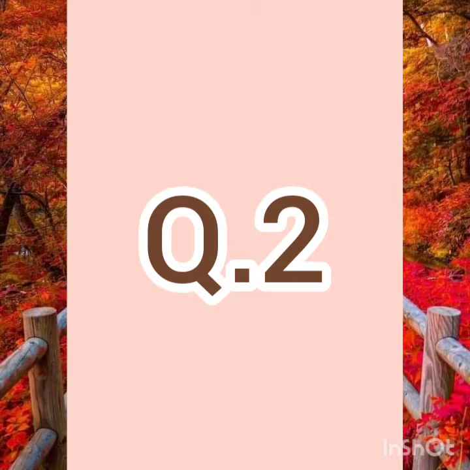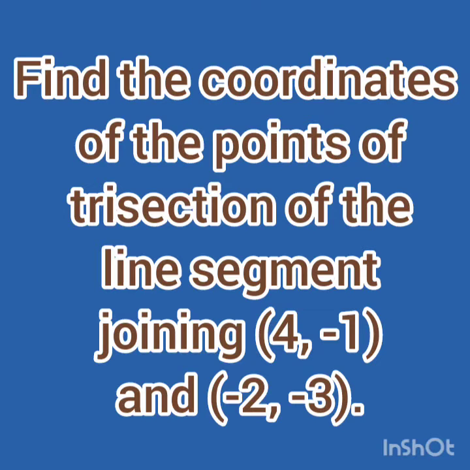So my dear student, here exercise 7.2, question number 2 is on your screen. Find the coordinates of the points of trisection of the line segment joining 4, -1 and -2, -3. Very important and very interesting question.